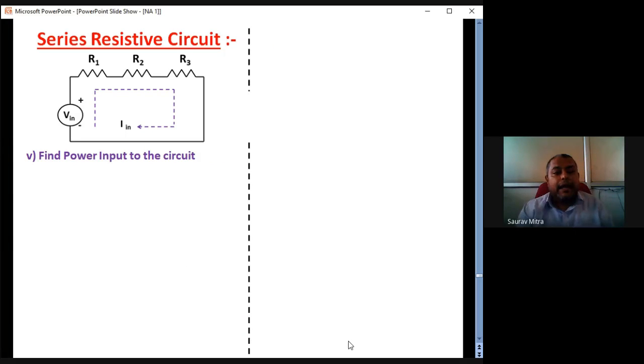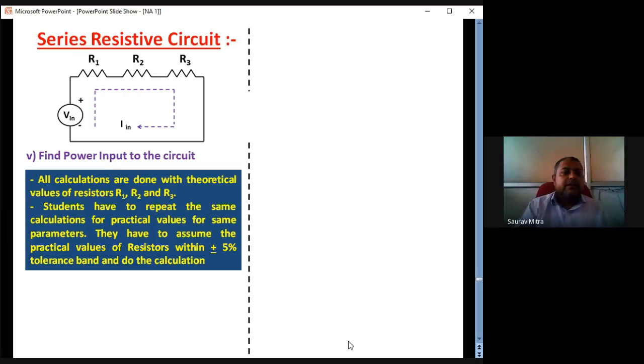This is a very important thing. How to find power in the circuit? All calculations are done with theoretical values of R1, R2, R3, that is 1000, 470 and 100. Students have to repeat the same calculations for practical values, that is 990, 455 and 104. For the same parameters, they have to assume practical values of resistors within plus minus 5% of tolerance band.